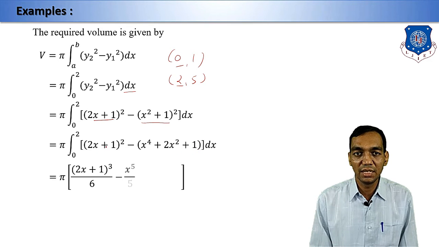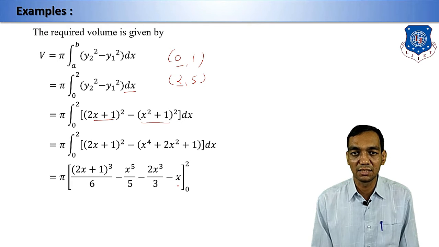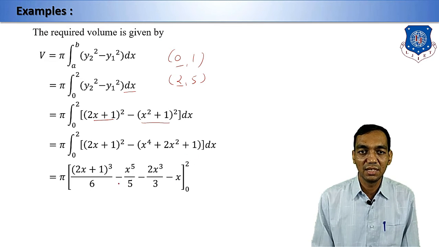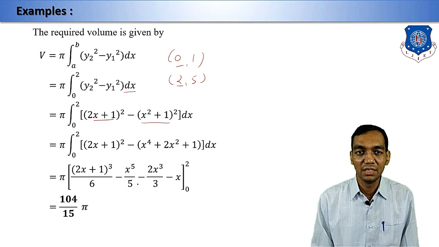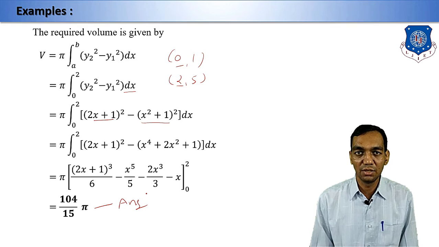And now we are going to integrate. So this is the integration: 4x cube by 3 into coefficient, that will be a 2, minus x raised to 5 by 5, x square as x cube by 3 and 1 is x. Now put the limits and simplify. That will give you the answer 104 upon 15 pi. Again here the unit is not given, so it is unit cube.